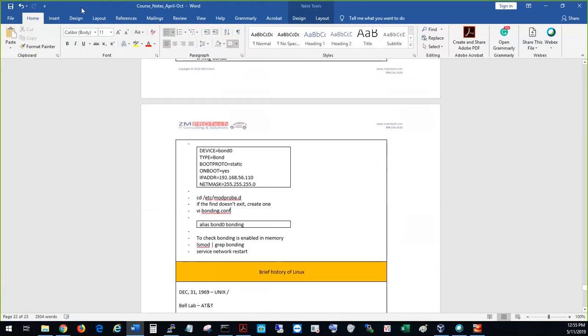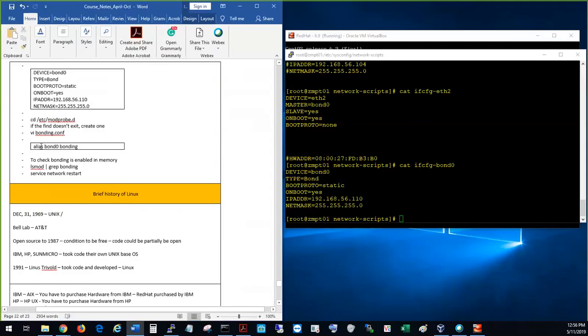Okay, did you get it? Yes. Zafar, a question about the alias bond 0 bonding. You didn't have to put equal signs or anything? No. You just put down exactly this: alias bond 0 bonding.